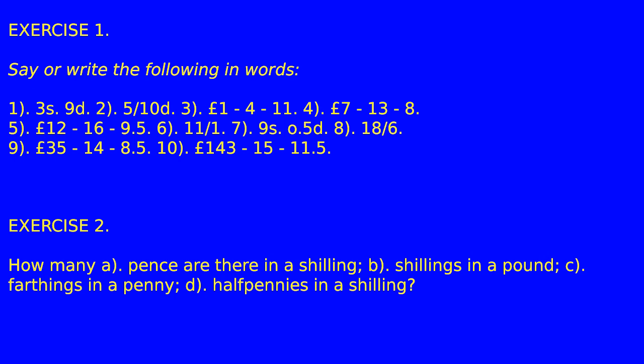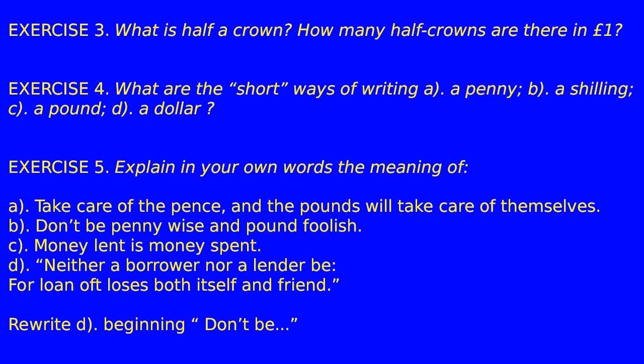Exercise 2. A. How many pence are there in a shilling? B. Shillings in a pound? C. Farthings in a penny? D. Halfpennies in a shilling? Exercise 3. A. What is half a crown? B. How many half-crowns are there in 1 pound? Exercise 4. What are the short ways of writing A. a penny, B. a shilling, C. a pound, D. a dollar?